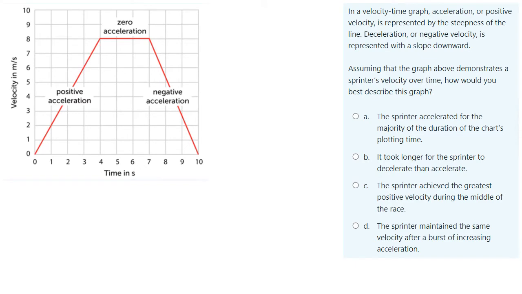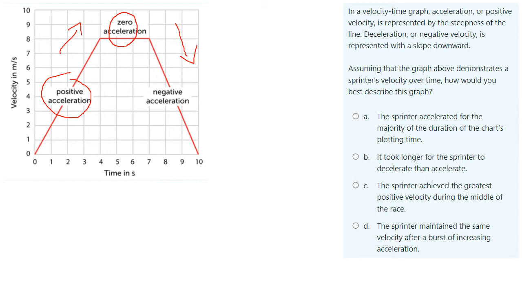In a velocity time graph, acceleration or positive velocity is represented by the steepness of the line. Deceleration or negative velocity is represented with the slope downward. So here we have positive acceleration because it's going up. Here we have negative acceleration because it's going down. Here we have zero acceleration. That means the speed is not changing.